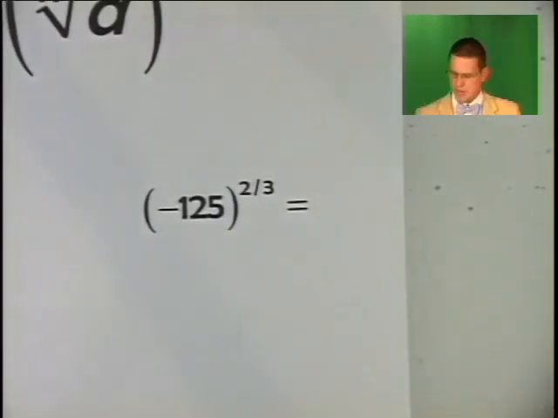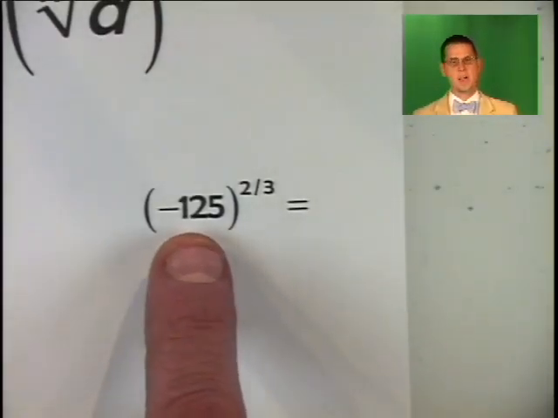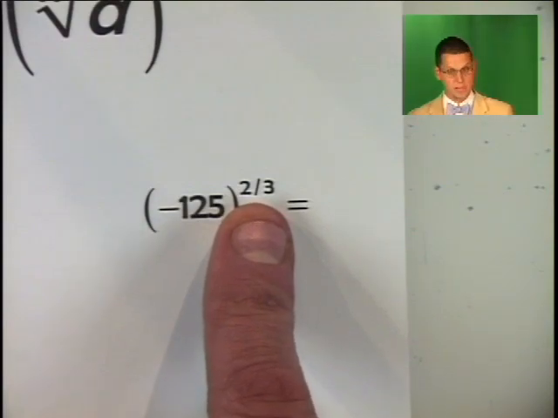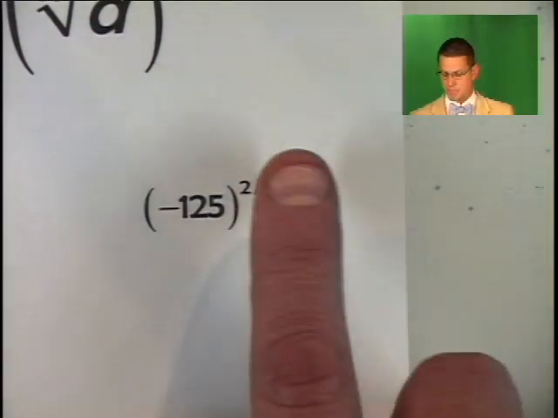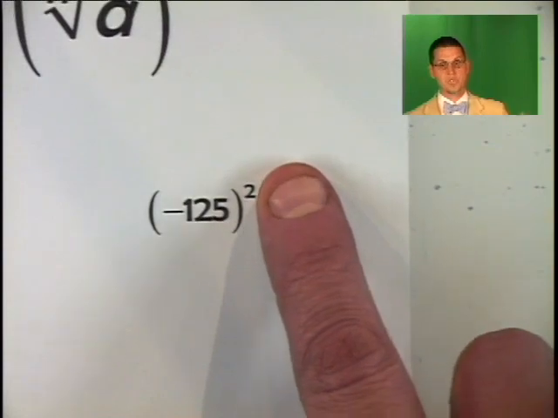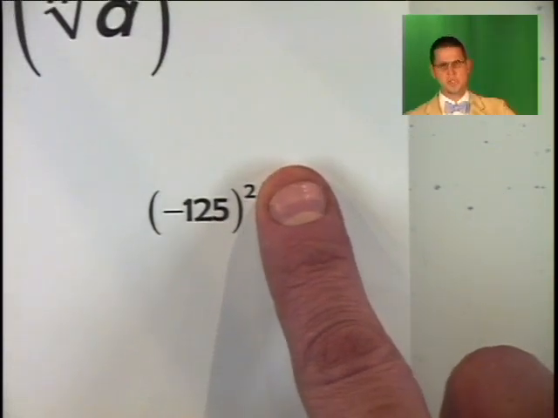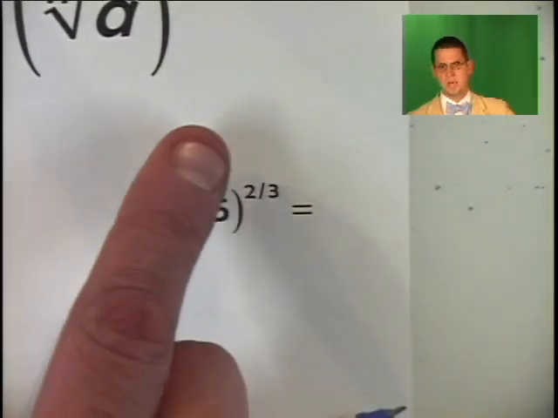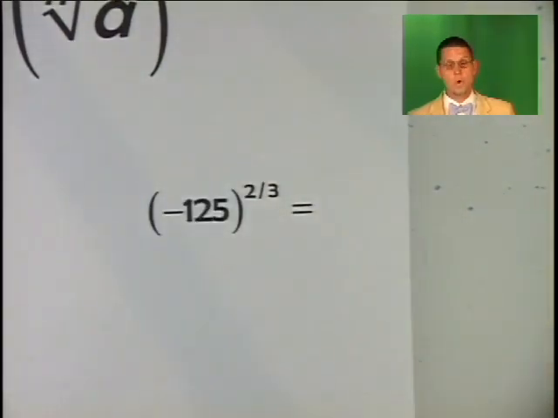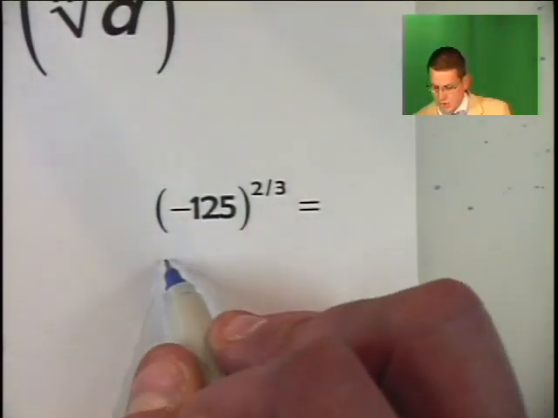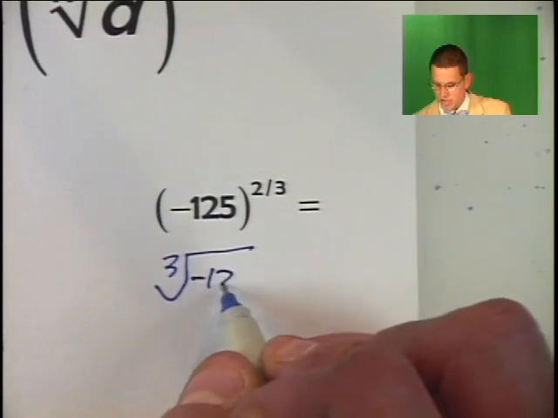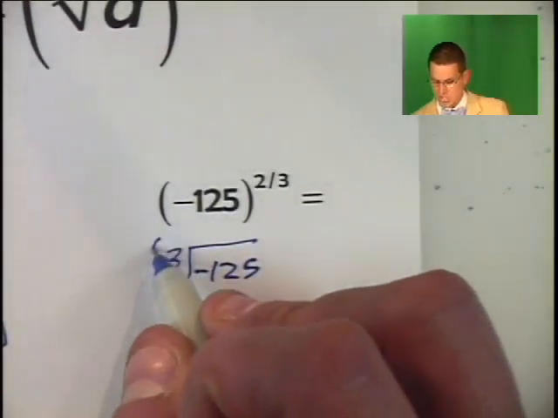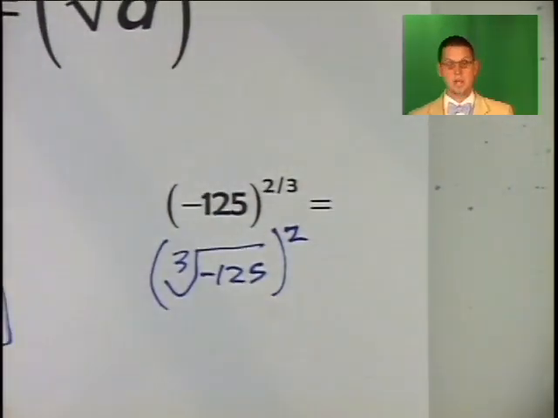All right, now let's work backwards. What if I have negative 125 raised to the 2/3? Can I evaluate that? Well, I have two options. That's the same as negative 125 squared, which makes that a huge number, and then I can take that number and take the cube root of it. Or, since multiplication is commutative, I could take the cube root of negative 125, do that first, and then raise that to the 2nd power.